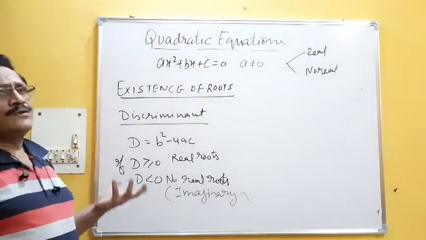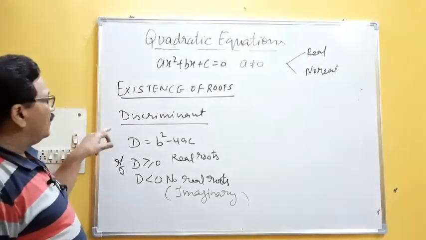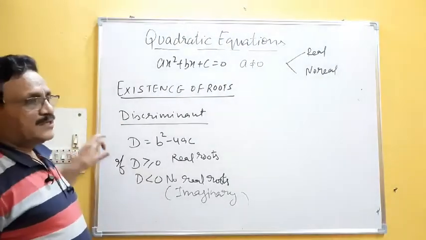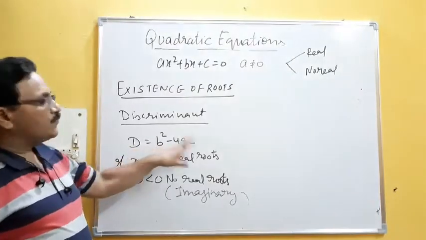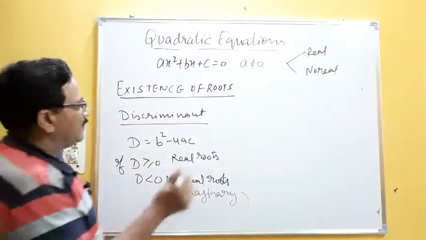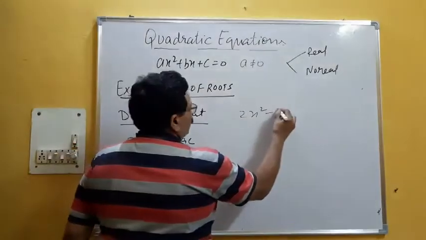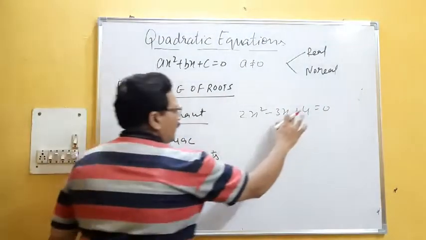Now see how you can find out, before any calculation or solving the quadratic equation, whether the roots will be real or not. For that you use a formula called the discriminant of the roots, generally represented by capital D. D equals b square minus 4ac. You take the values from the equation. I am taking one example: 2x square minus 3x plus 4 equal to 0.